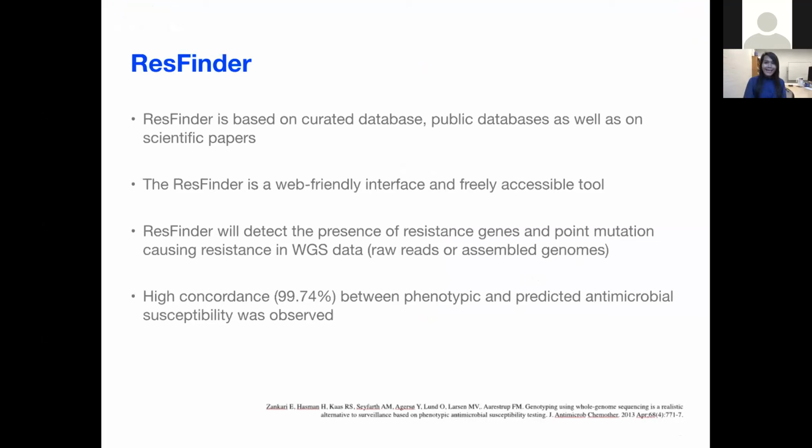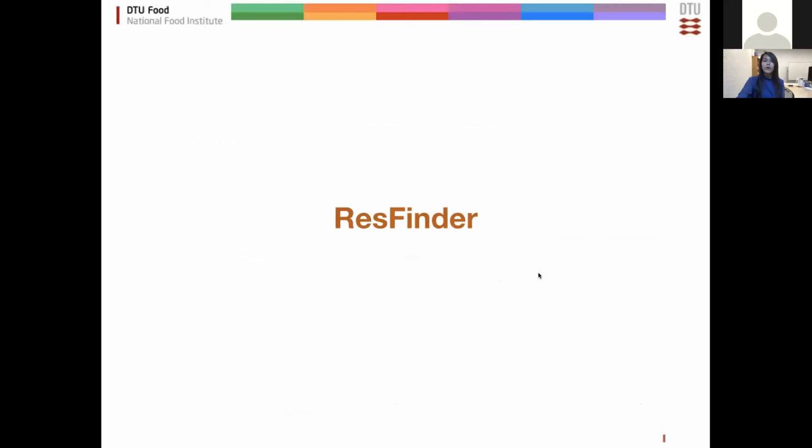We also tested this ResFinder database with bacterial strains that we did phenotypic tests on in the lab, and then did whole genome sequencing and compared the results from whole genome sequencing using ResFinder with phenotypic testing. We found 99.74% concordance between those methods, which is very good concordance.